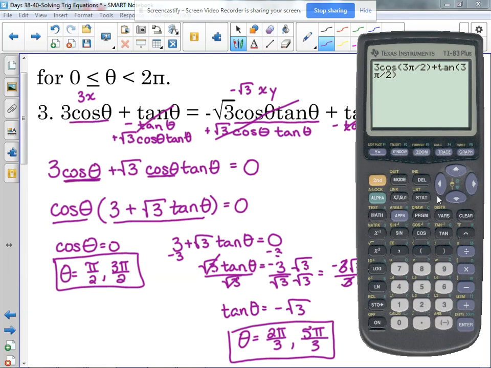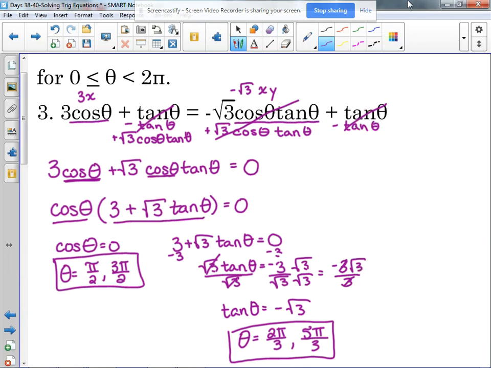Oh, okay. Glad I checked this, because when we plug in 3 pi over 2, tangent of 3 pi over 2, if you recall, is undefined, because that would be -1 over 0. We can't divide by 0, so even though we got it as a solution to the cosine of theta, in our original equation, it doesn't work. Pi over 2 would be the same thing, because it would be 1 over 0. So actually, both of those solutions get thrown out.